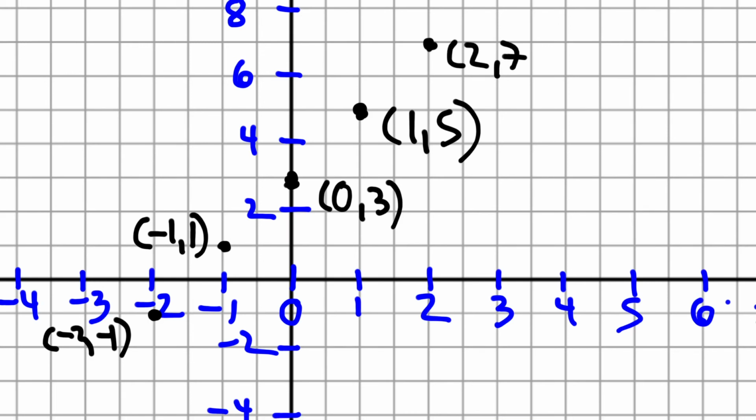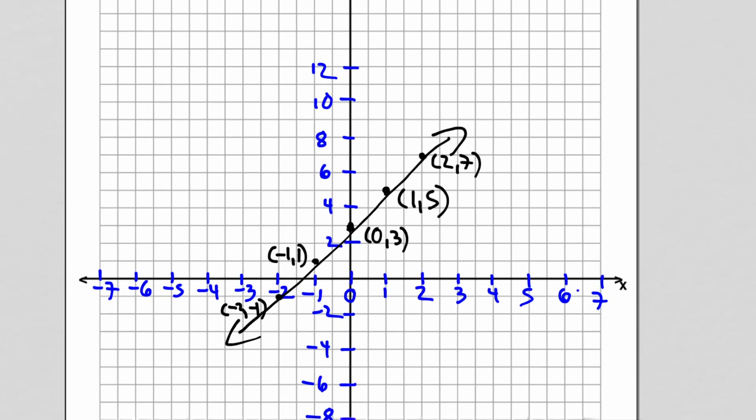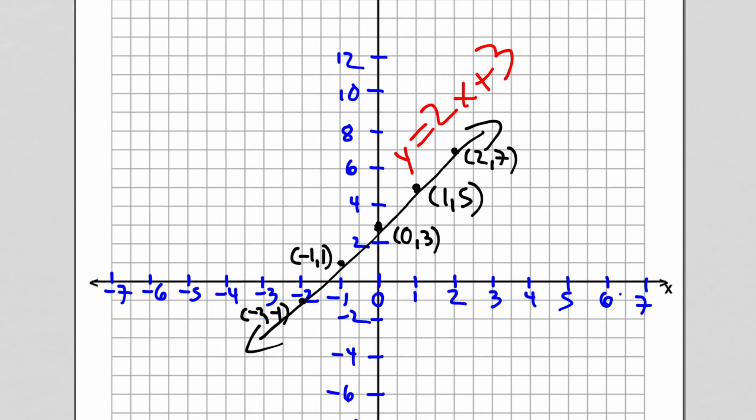That's 2, 7. And once again, you're going to see that this is called a linear relationship because the graph forms a straight line with those 5 points. We join those 5 points. We put arrows on the end to indicate this graph could go on forever in either direction. And we write that this is the graph of y equals 2x plus 3. That's the equation that we're graphing.